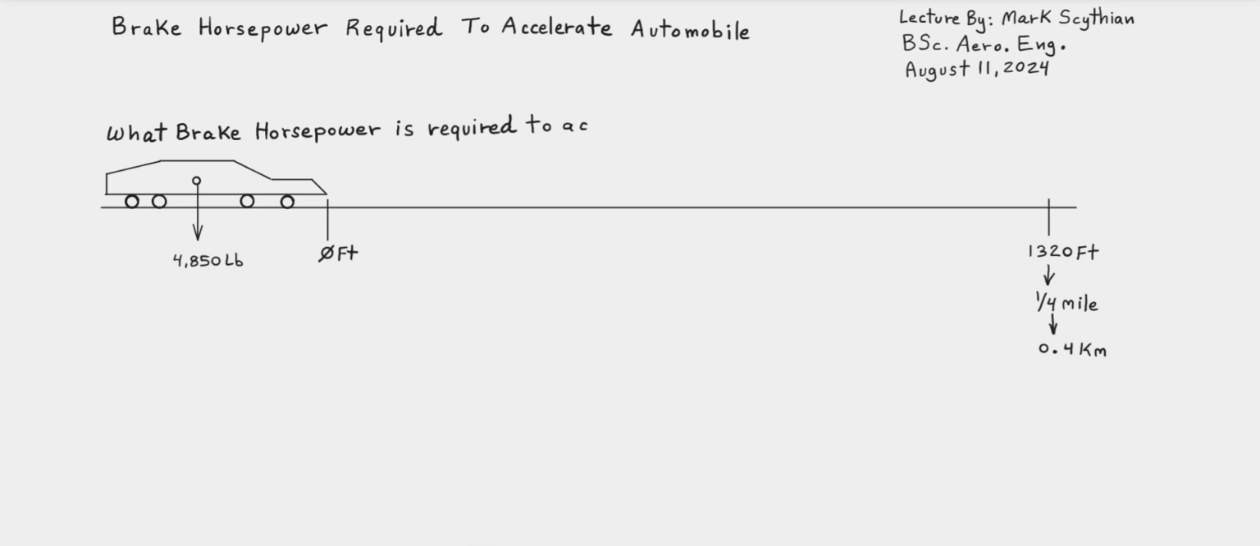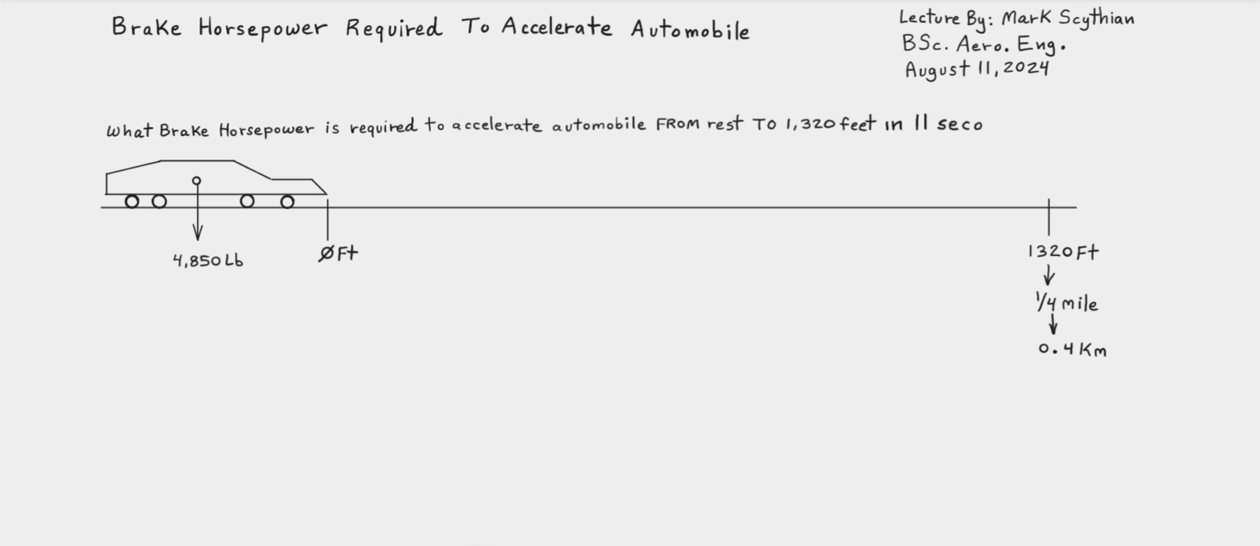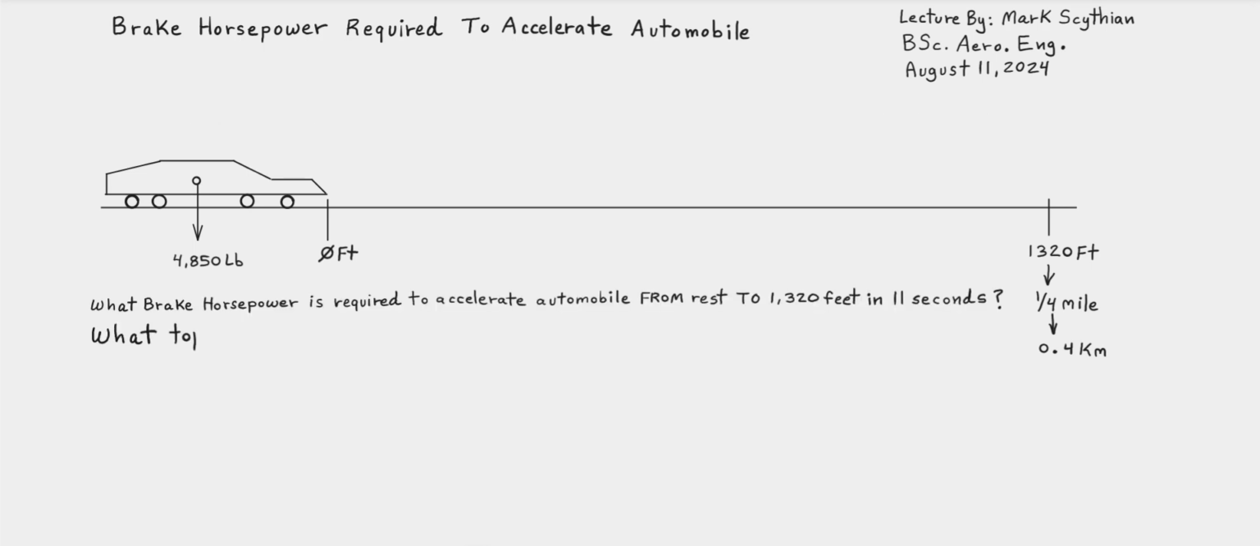So we can describe this scenario by asking two questions. The first question is, what brake horsepower is required to accelerate the automobile from rest to 1320 feet or a quarter mile in 11 seconds? Then the second question is, what top speed does the automobile attain?